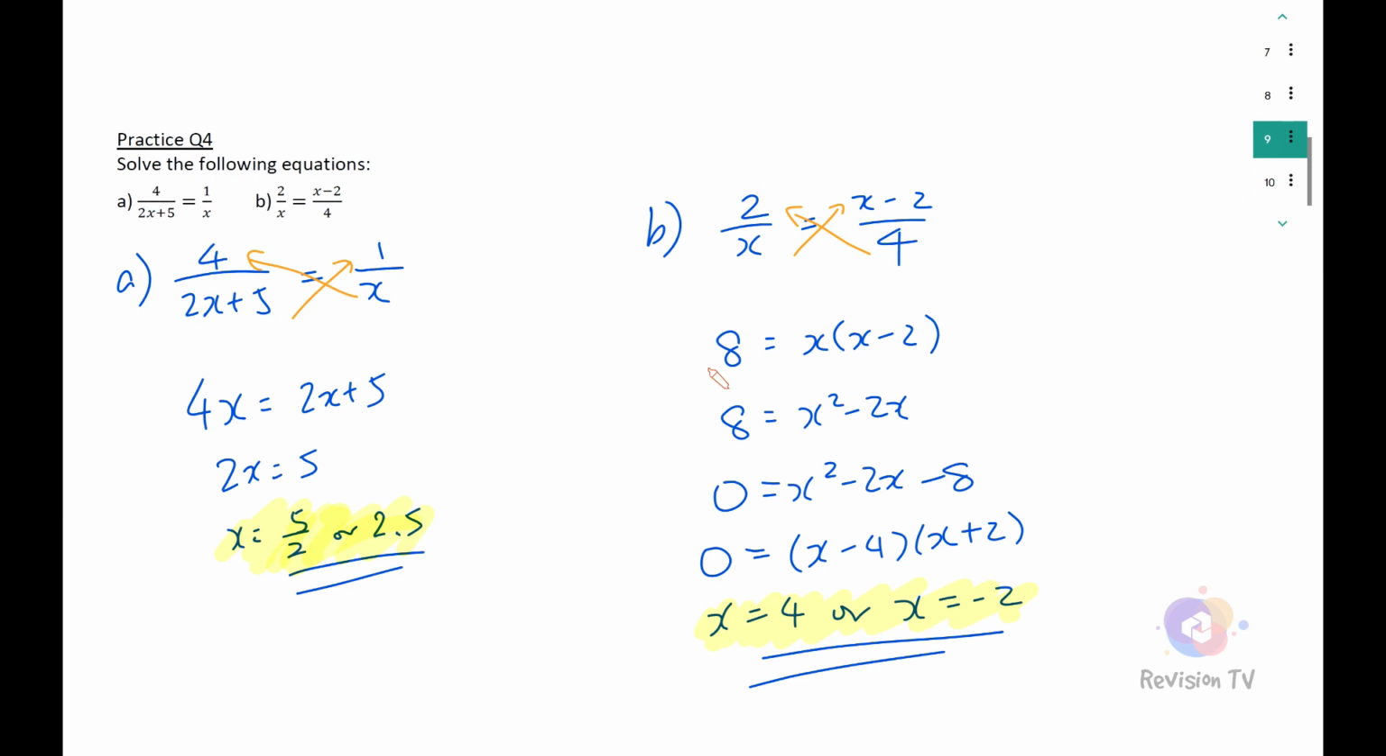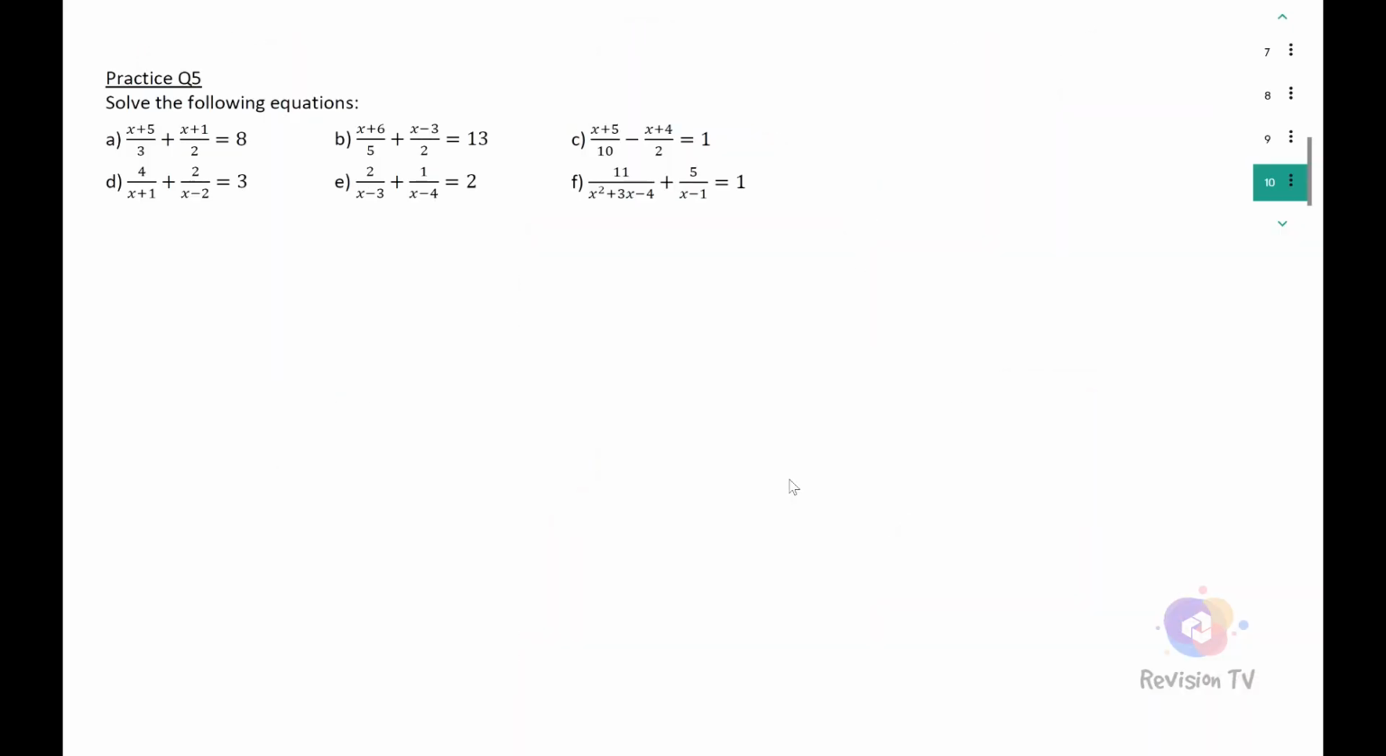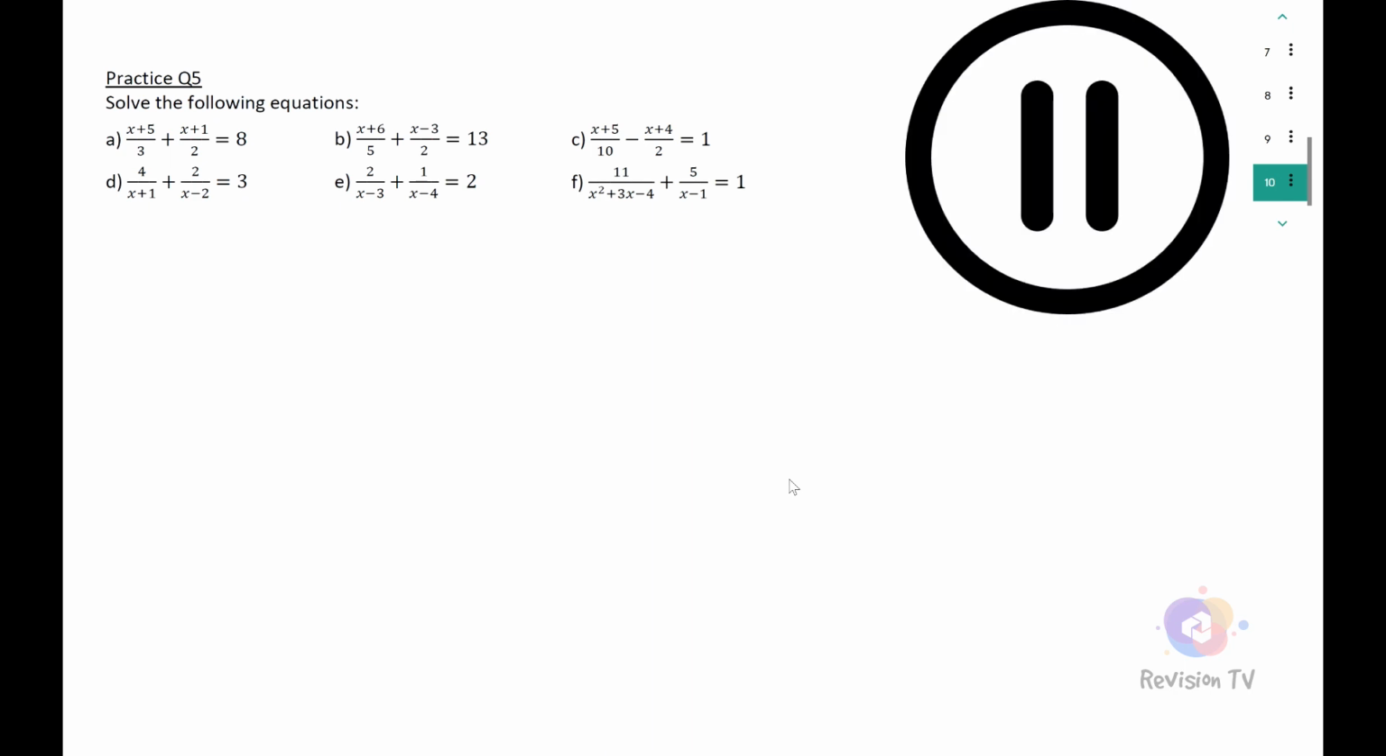Nice and easy to solve this equation in question 4. Here are the answers. Here is the final practice question. That's part A to F, so don't be too happy first. Another one. Pause the video, have a go at the question. When you're ready for the answers, you can press play.